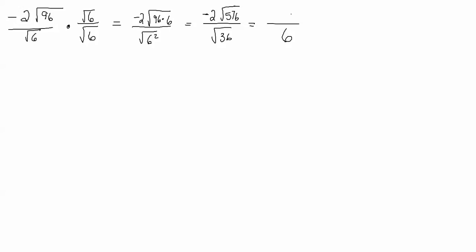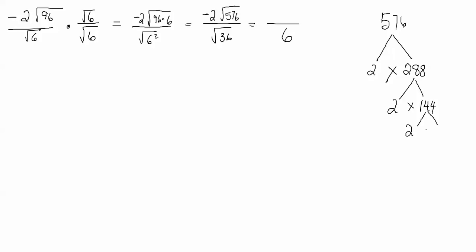So I have -2 times the square root of 576. Now, we need to factor that 576. So we start with 576, and I need to decide what I'm going to take out. Because it's even, I'm going to divide this by 2, or factor out 2. I'm left with 288. 288 is still even, so I factor out another 2, and that gives me 2 times 144.